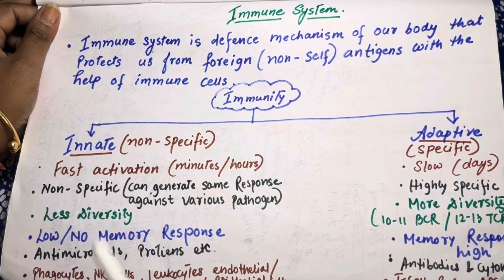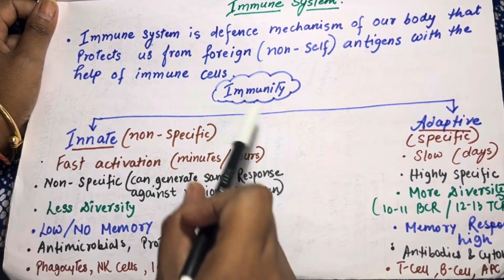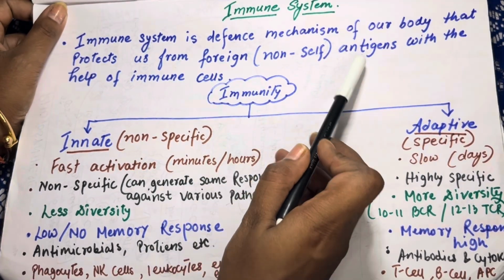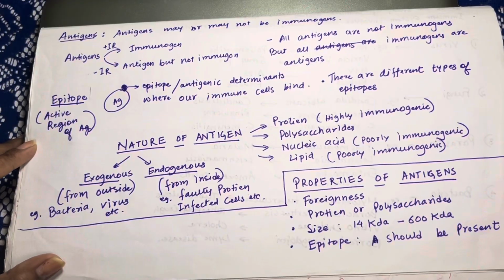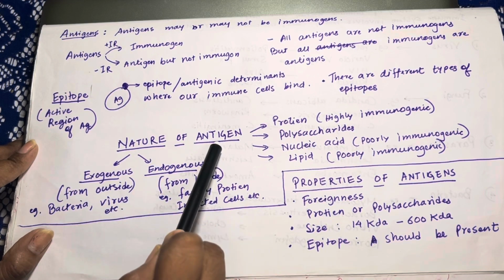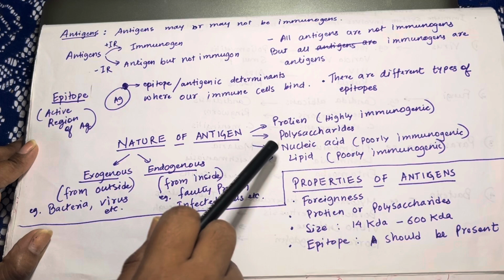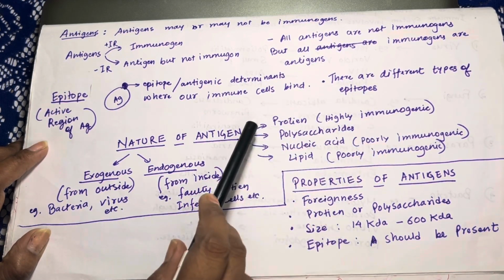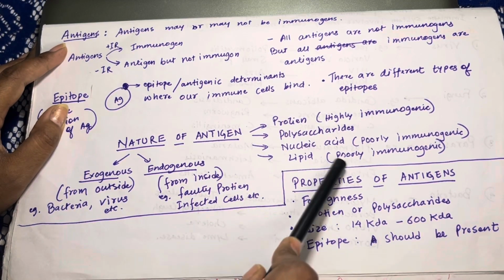Before going into innate and adaptive immunity, which are the two different types of immunity, let's first discuss the antigens. It is important to know what antigens are. Let's first see the nature of antigen. Antigens can be a protein, polysaccharide, nucleic acid or lipid. If it is a protein, then it will be highly immunogenic or highly antigenic, and if it is a lipid, then it will be poorly immunogenic.